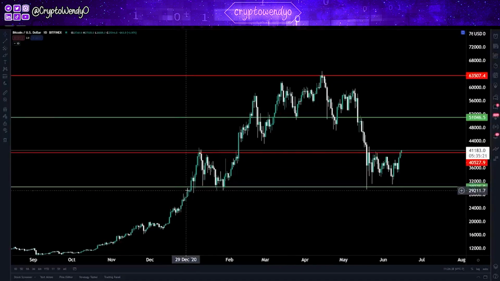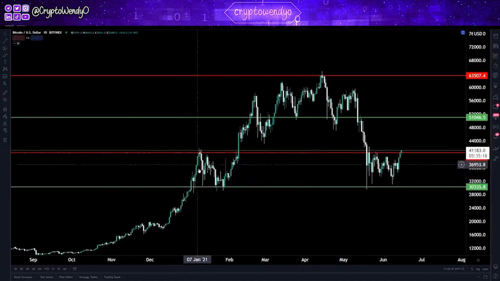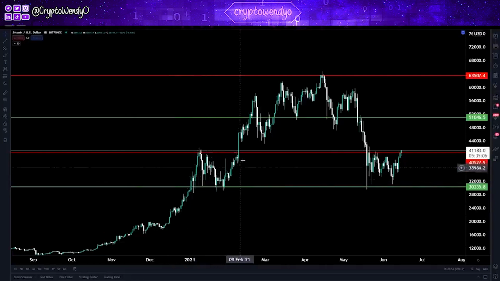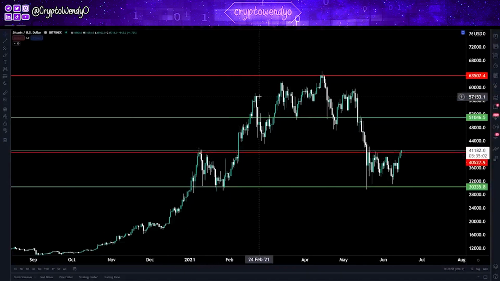If you notice, after we broke out of this area, price consolidated quite a bit. We consolidated here approximately January 3rd, January 1st, 2021, all the way over here until approximately February 8th. So we consolidated about a month, and then we had the final breakout above resistance, and then we rocked upward.